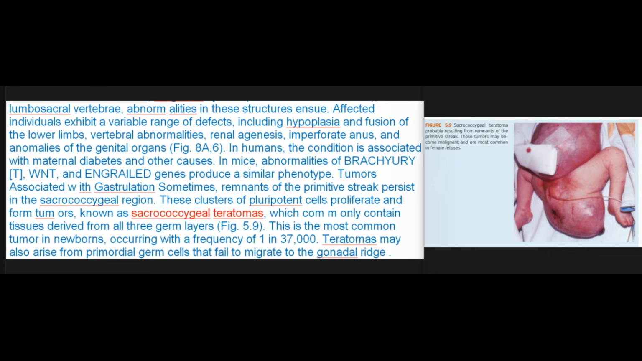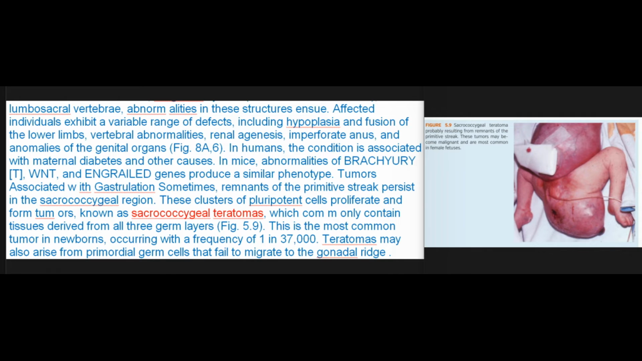Tumors associated with gastrulation: sometimes, remnants of the primitive streak persist in the sacrococcygeal region. These clusters of pluripotent cells proliferate and form tumors, known as sacrococcygeal teratomas, which contain tissues derived from all 3 germ layers, Fig 5.9. This is the most common tumor in newborns, occurring with a frequency of 1 in 37,000.